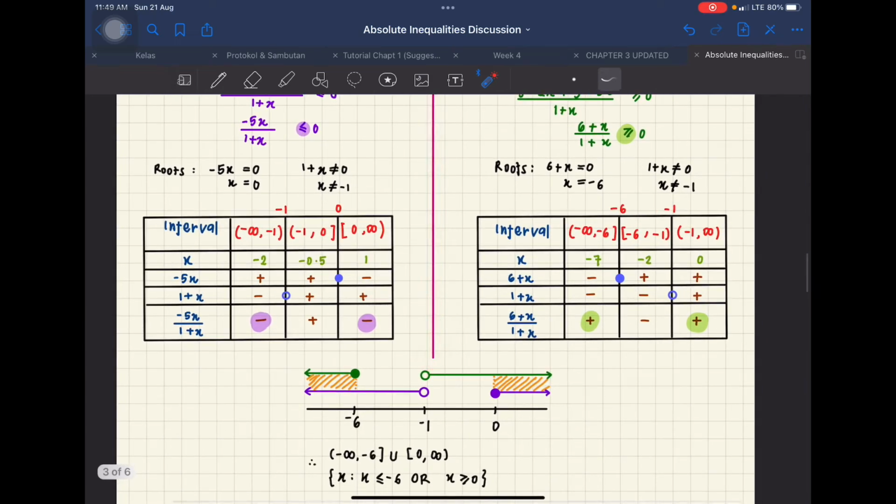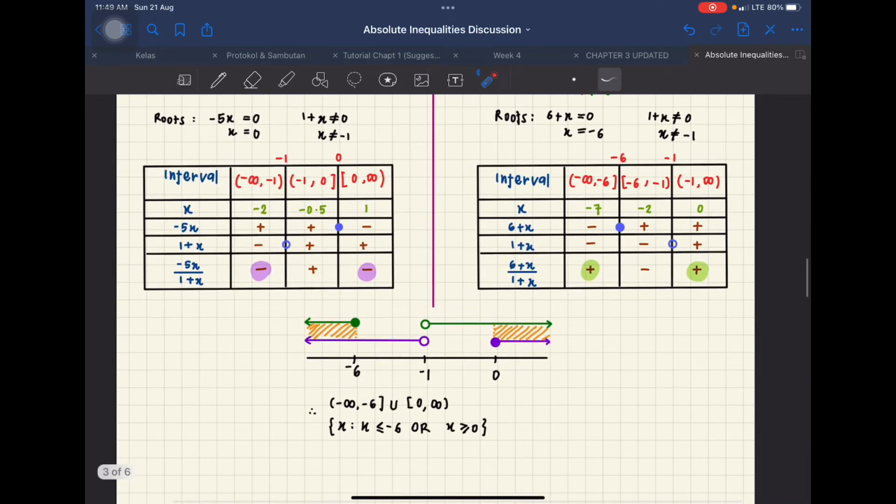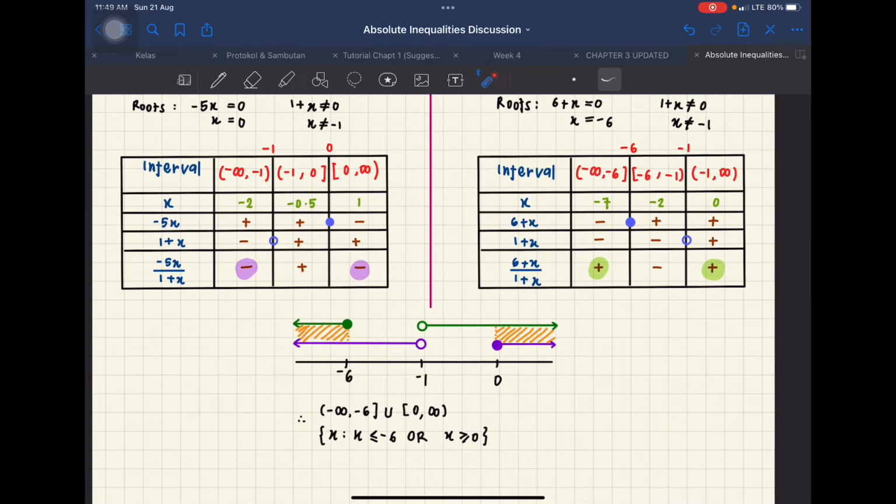Sebenarnya awak nak cari apa? You want to find the intersection part. Okay, so this one, dia akan follow je daripada apa awak punya interval dekat sini. Kalau betul awak punya bracket open dengan close tu, then betul lah awak punya circle dekat sini, dense or empty circle. Okay, so from here, apa yang kita boleh buat lagi?